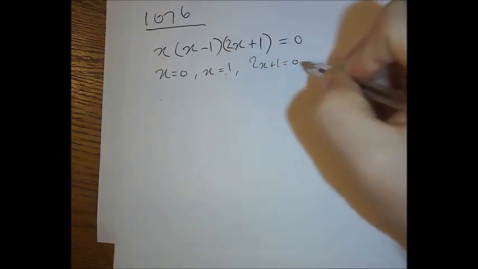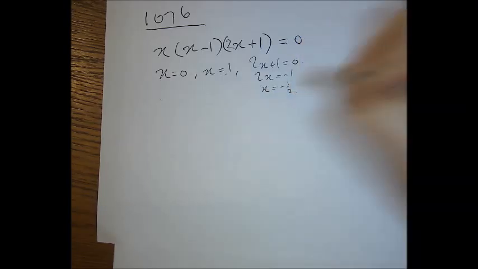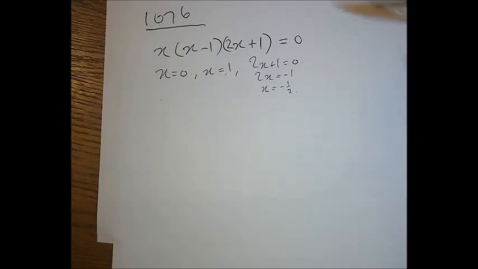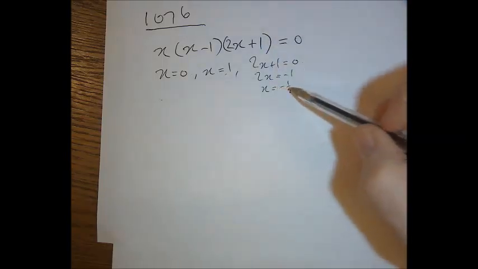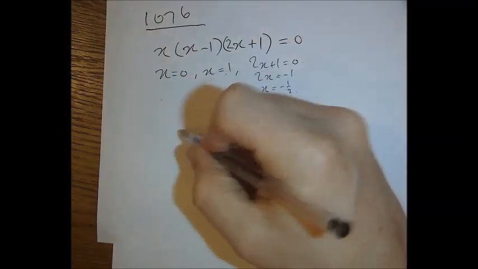There's nothing wrong with just taking your time and making a couple of lines of working. In other words, x is negative half, x equals 1 or x equals 0 are your three solutions. Another example would be this.